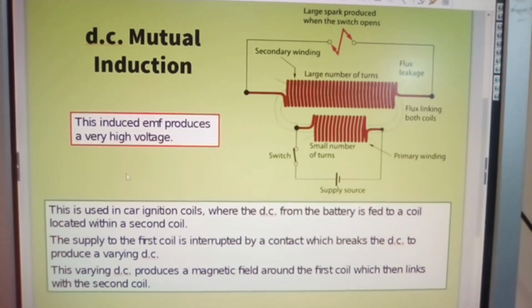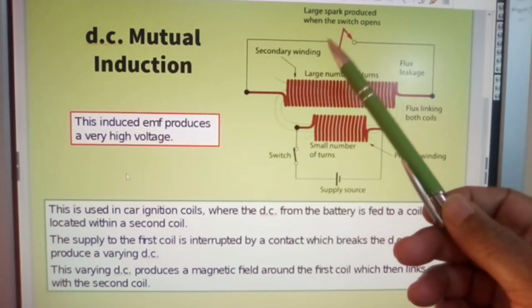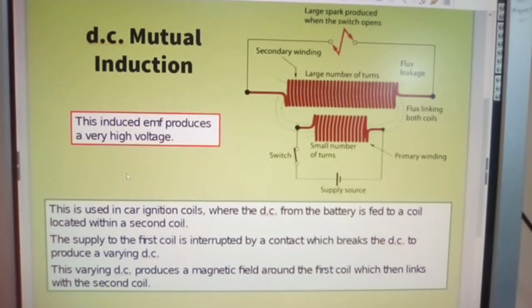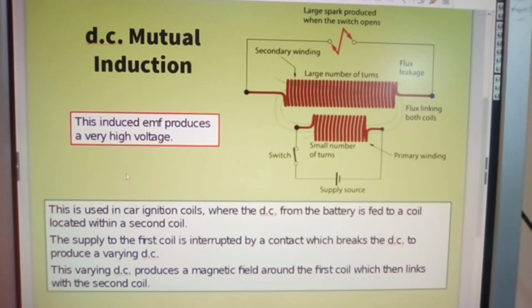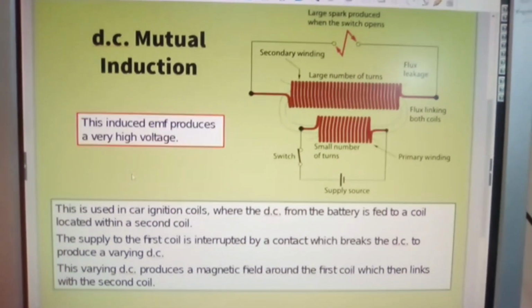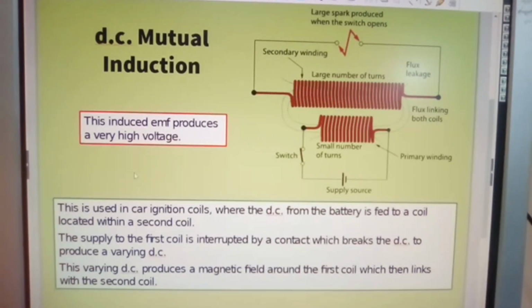Inducing a magnetic effect, and remember the spark between these two points here can be up to 25 or 30,000 volts. Okay? It gives you a kick if you touch it at the wrong moment in time.